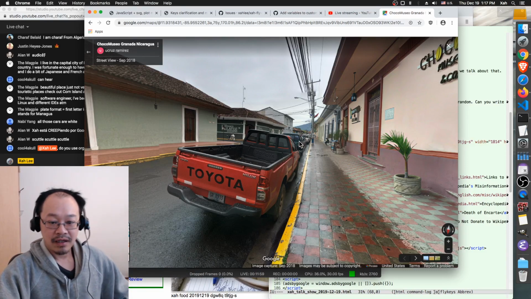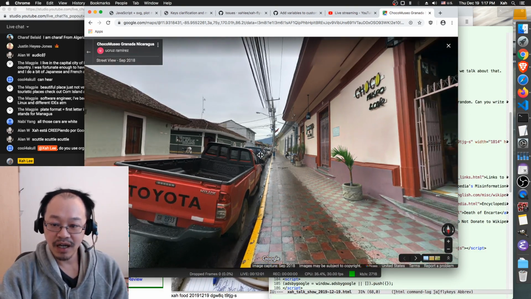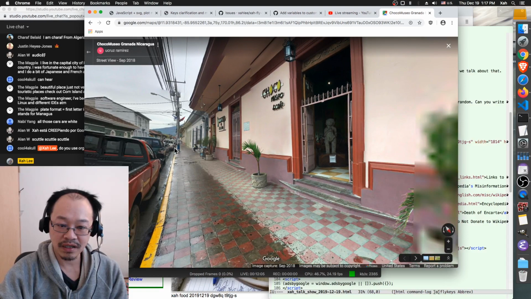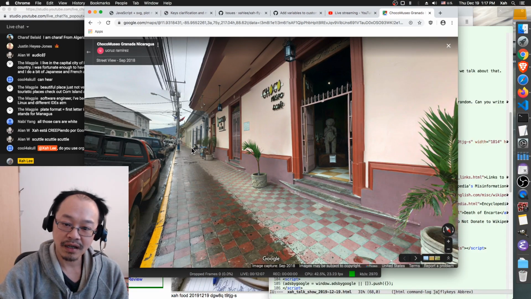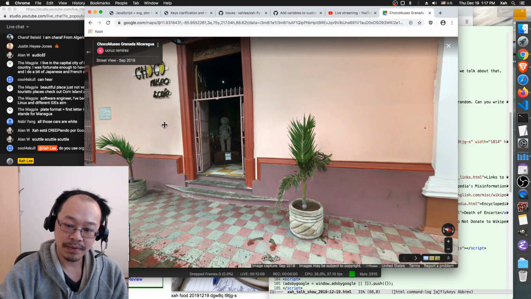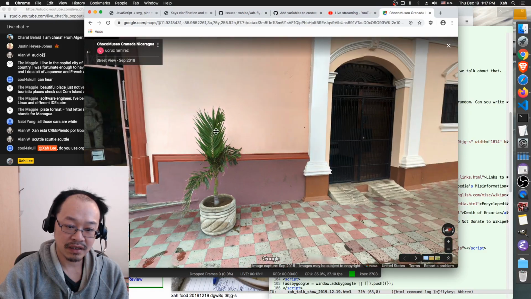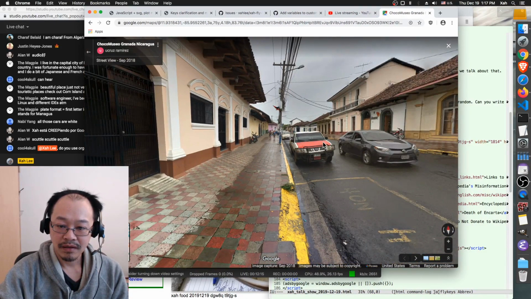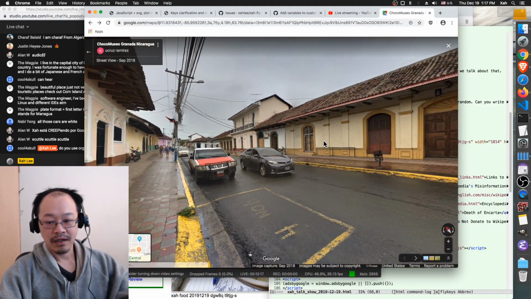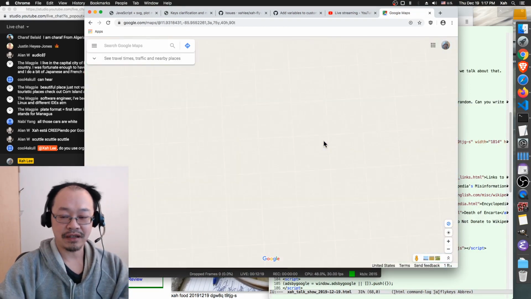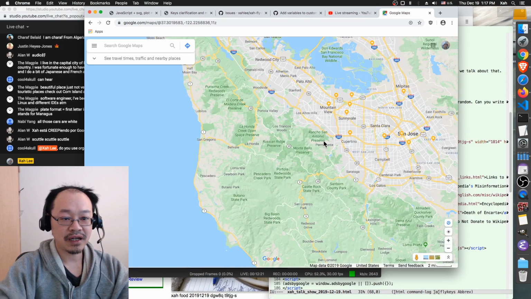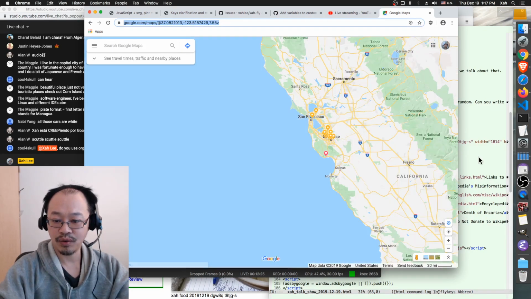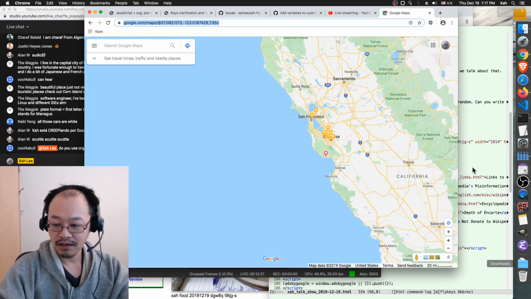Okay, so we are looking at Granada, which is a city, apparently a tourist city in Nicaragua. Okay, so they speak Spanish here, and we see some sort of... Okay, so that's it. Nicaragua, interesting, and let's mark down, and let's go back to turn on auto click.